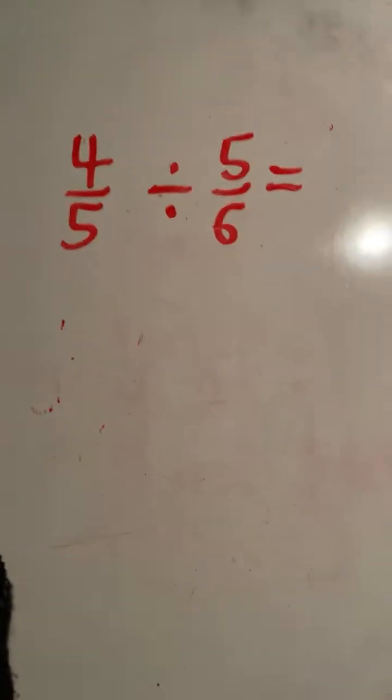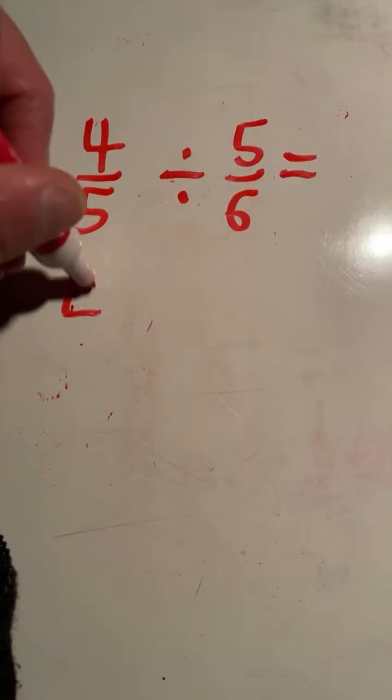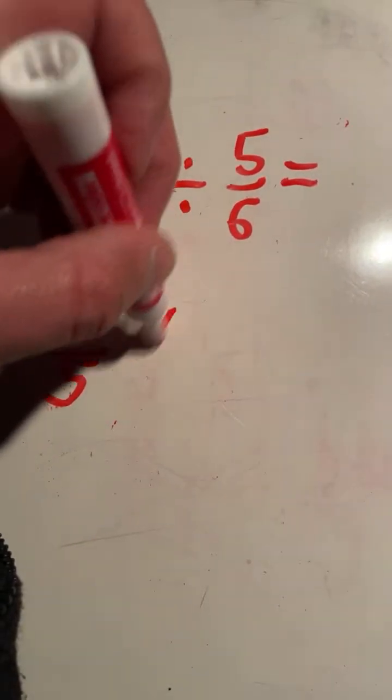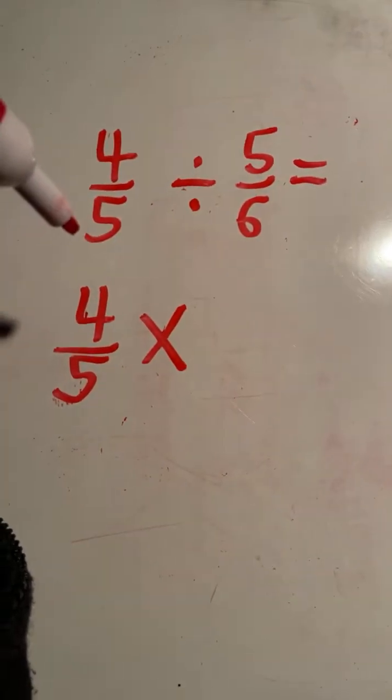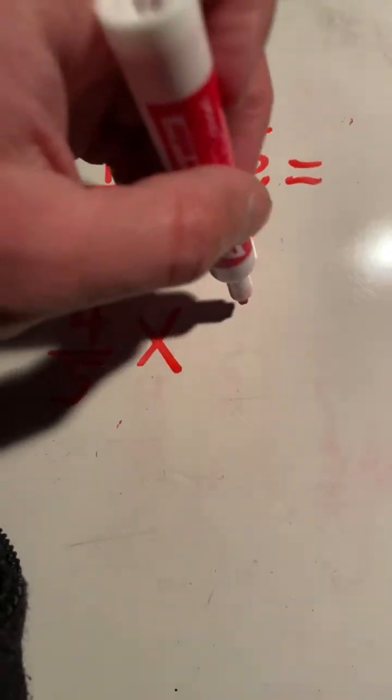Alright, next problem. 4/5 divided by 5/6. Step 1, we keep. So the 4/5 is going to stay the same. Next, we change the division sign to a multiplication sign. And then last, the second fraction, we flip it.